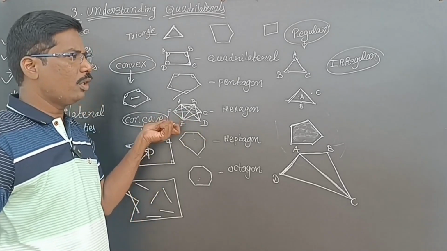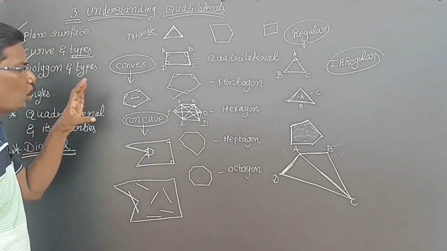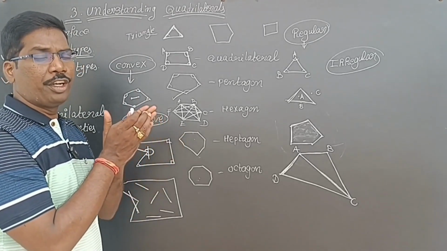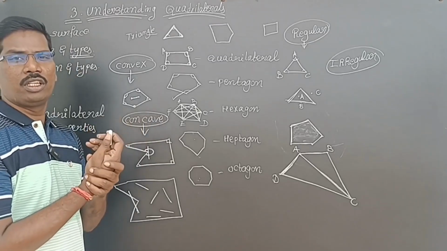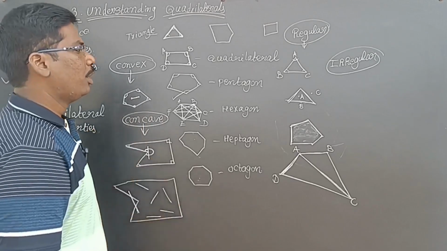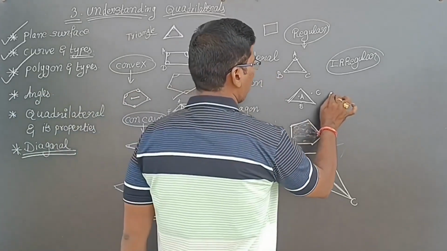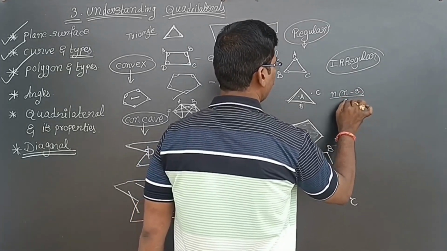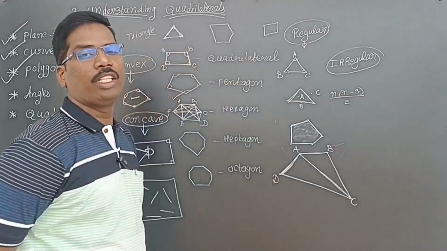Isn't it? Now see here. Using these diagonals, there is a number of diagonals formula. That formula you have to remember: n into n minus 3 by 2.